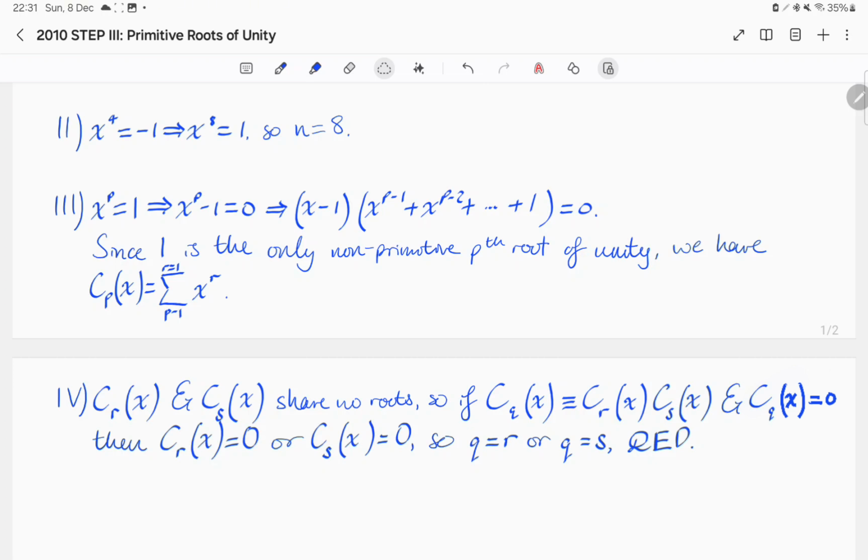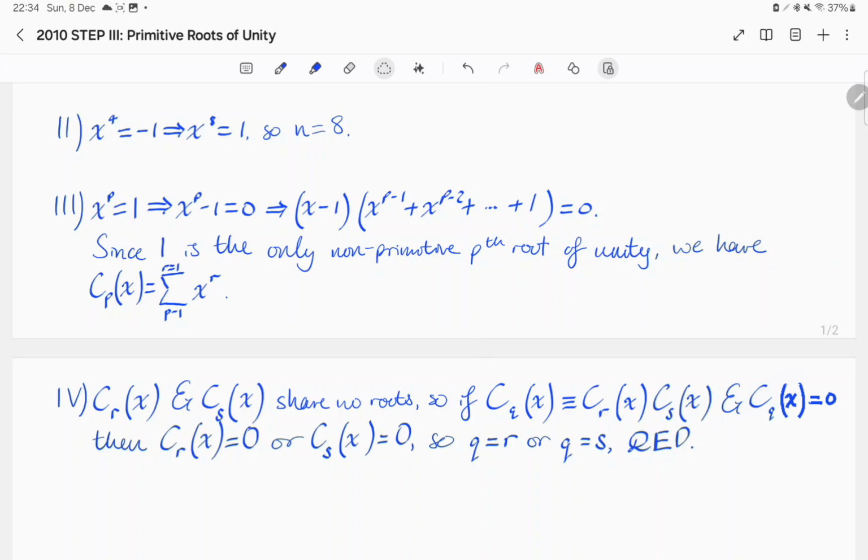We have x to the p is equal to 1, and therefore x to the p minus 1 is equal to 0. This can be factorized into x minus 1 times x to the p minus 1, plus x to the p minus 2, plus all the way to plus 1, which is equal to 0. Since 1 is the only non-primitive pth root of unity, we have Cp of x is equal to the sum from r equals 0 to r equals p minus 1 of x to the r.